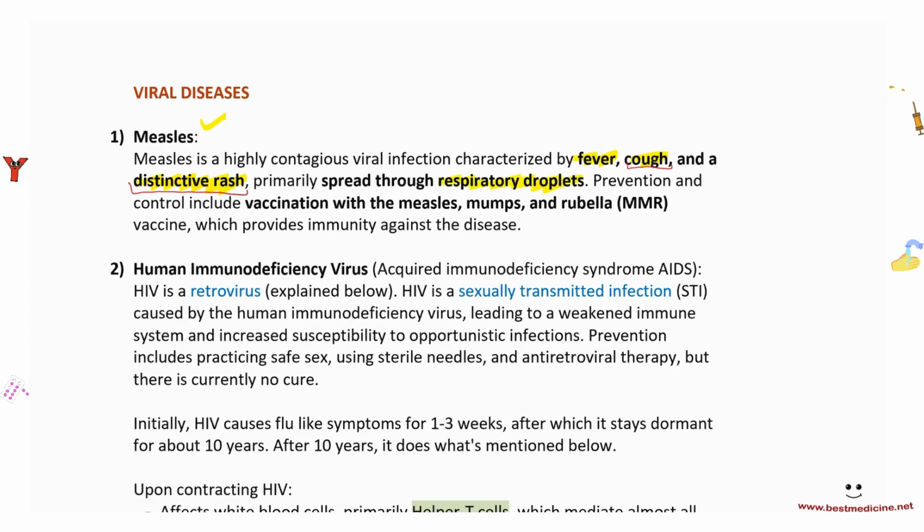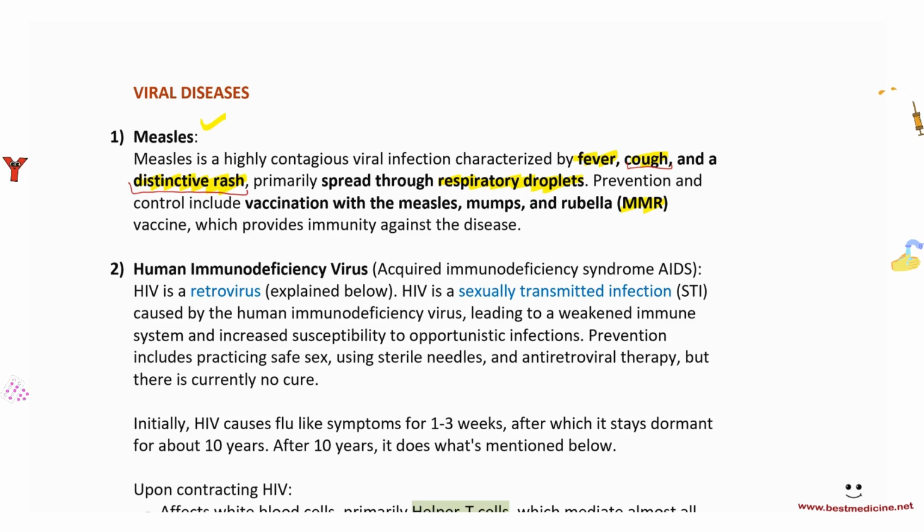It is airborne transmission. Now, measles can be prevented by a very popular vaccine called the MMR vaccine. MMR essentially means measles, mumps, and rubella vaccine. So this provides you immunity against not just measles, but also mumps and rubella.